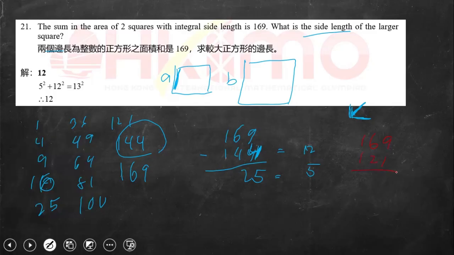Like I did here, on the first try, we start with the biggest possible number, except for 169, because it's equal to 169 already. So you can't have it.